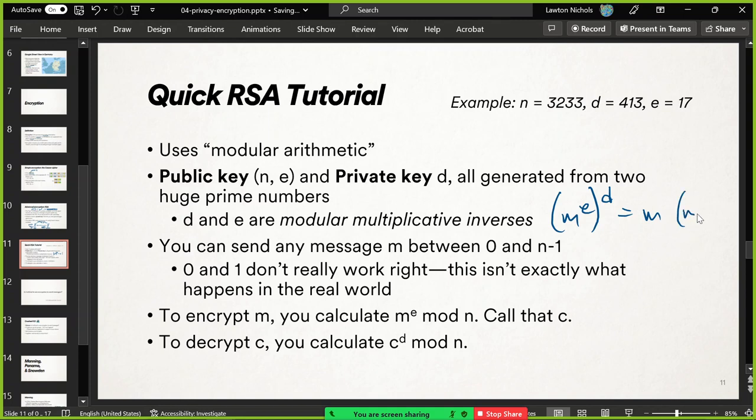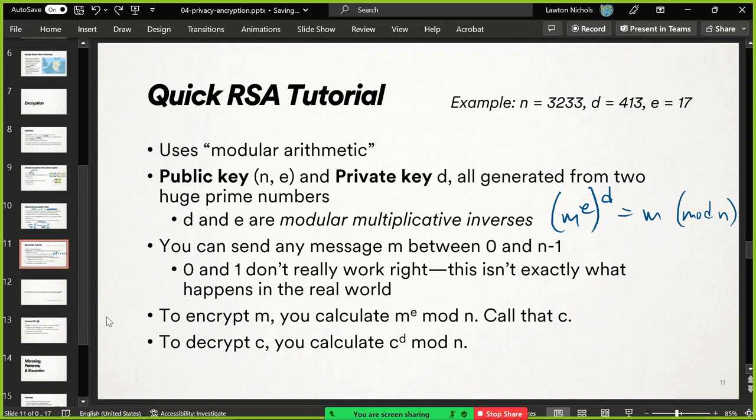Their inverse is what we say mod n. So they are equivalent if you take the remainder after dividing by n, right? You do not have to understand this, but I'm going to show you a cool example in just a second, right? So the idea is you can send any message between 0 and n minus 1, because that's the result of taking the remainder by dividing by n. 0 and 1, you kind of have to exclude for reasons that you'd understand if you tried this. You just never send the number 0 or the number 1 to anybody.